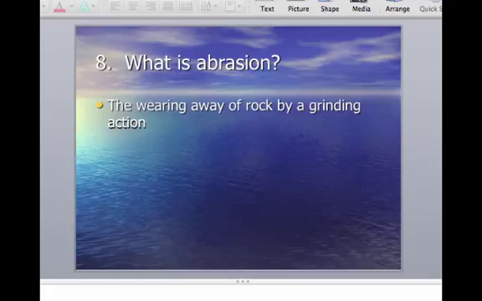Abrasion we learned with weathering, and this is the wearing away of rock by grinding action. Sometimes water carries sediment, and when it carries that sediment, it kind of uses it like sandpaper, and that sediment can brush against other objects and cause the wearing away of the riverbank or other objects.